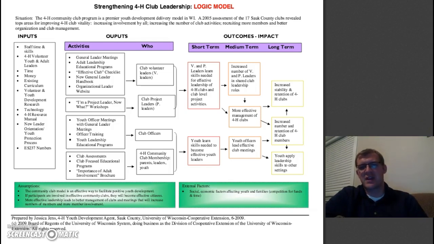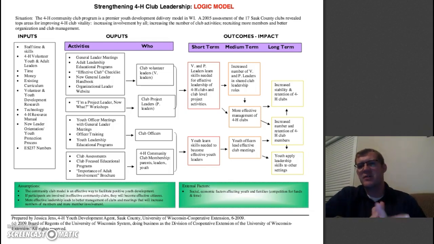So I liked how she grouped those together, moved over in their boxes for short term. She highlights that the leaders learn skills needed for effective leadership of 4-H clubs and club level project activities. I think that's a good short term goal. I guess one of the questions I would have is, how do you measure that? Maybe that would be a little more difficult to measure. She came over to medium term and talked about increased number of volunteer and parent leaders in shared club leadership roles, and then brought that down to more effective management of 4-H clubs. So increasing the number, that is a very measurable goal. They could say we did increase the number.